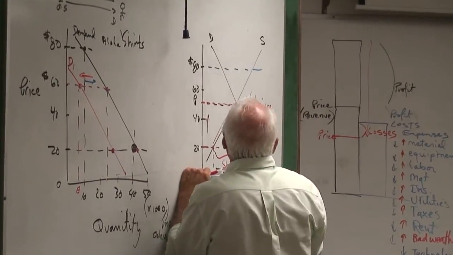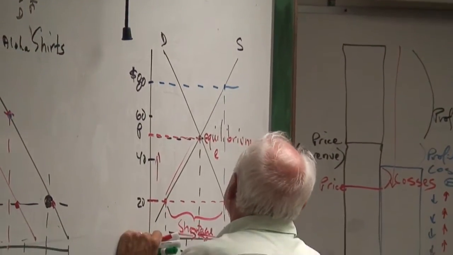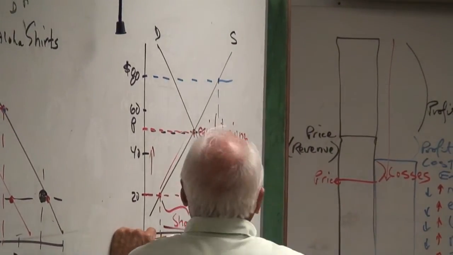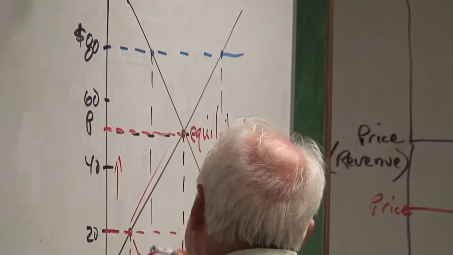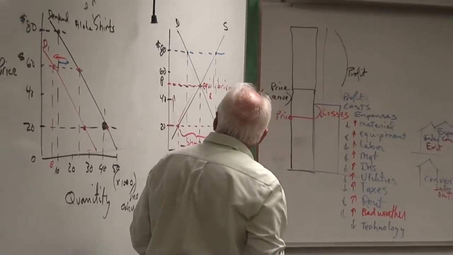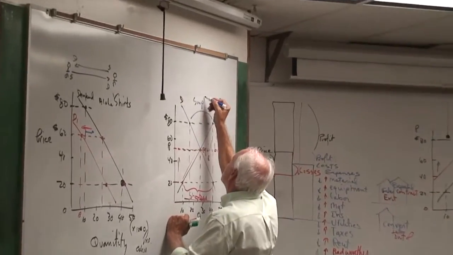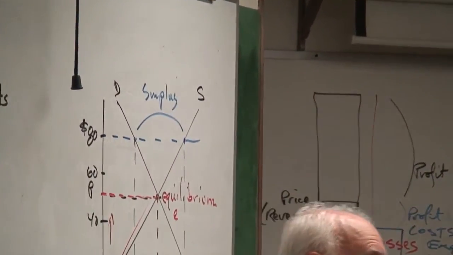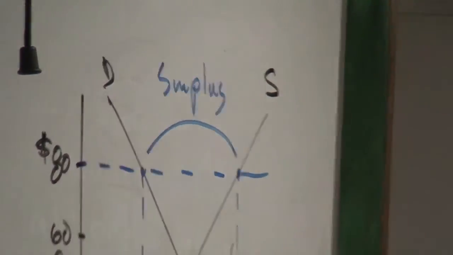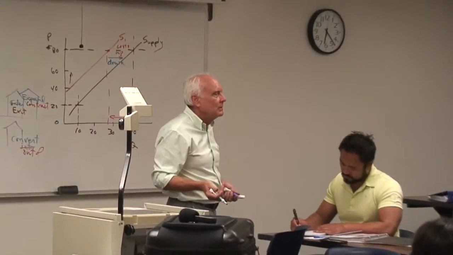In this case, at $80, people would like to buy this quantity. They'd like to buy 42,000 shirts. They'd like to produce this many shirts at $80. Great. But at $80, maybe they only want to buy 16,000 shirts. So in this case, you have a surplus. This guy's sitting around with shirts, a lot of shirts that nobody's buying. It's a surplus of shirts.